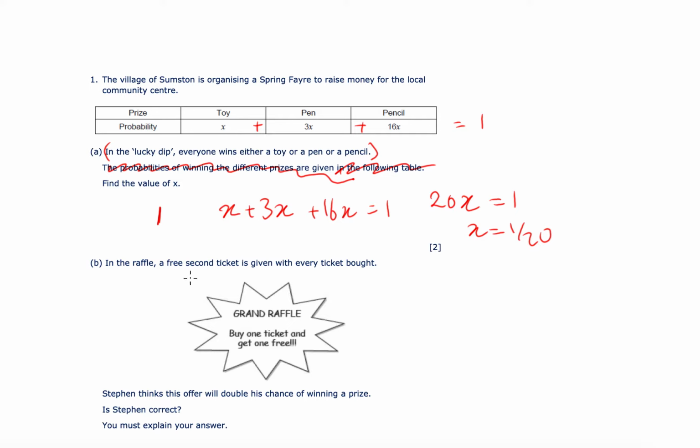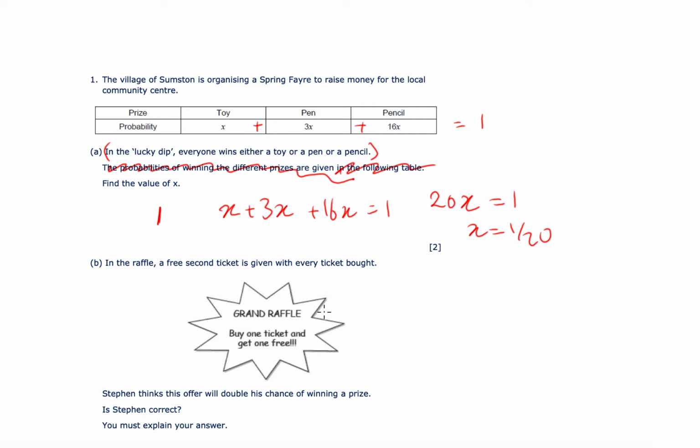So now in the raffle, a free second ticket is given with every ticket bought. Stefan thinks the offer will double his chances of winning a prize. Is Stefan correct? You must explain your answer. Okay, so have a think. Pause the video if you like, because it's an interesting question to think about. So if you've paused the video, welcome back.